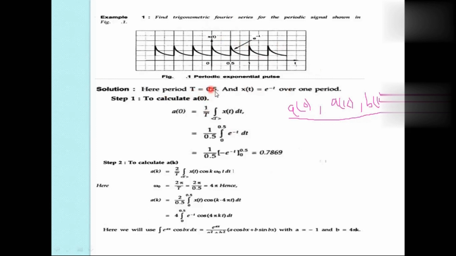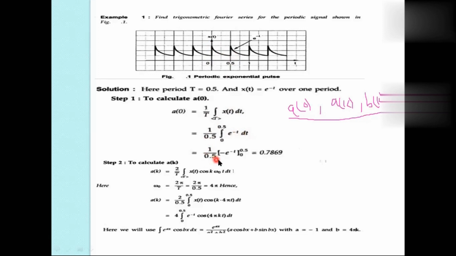The period, capital T, is 0.5, and x of t is equal to e power minus t over one period. See, what is the formula for A of 0? We already proved the trigonometric Fourier series formulas: A of 0, A of k, B of k. For A of 0, the formula is 1 by T, the integral over T of x of t dt. What is the integral here? The initial value is 0 and the final value is 0.5, because the time period is 0.5. Similarly, 1 by T is 1 by 0.5. The x of t is a negative exponential because it decays from magnitude 1 toward 0: e power minus t dt.